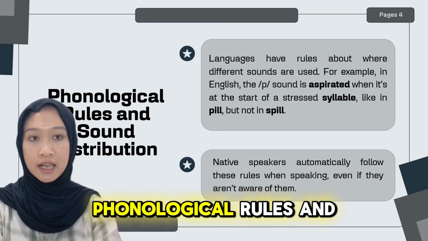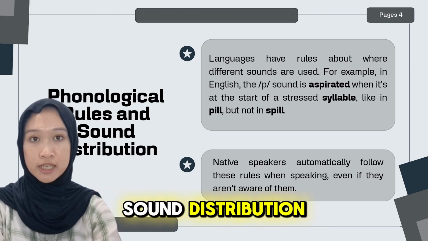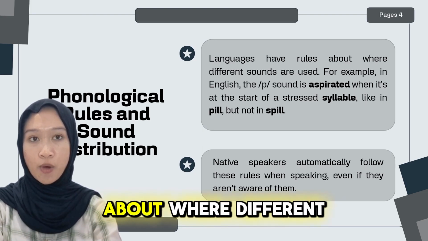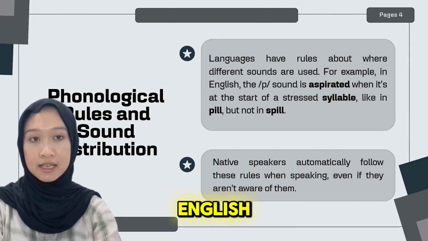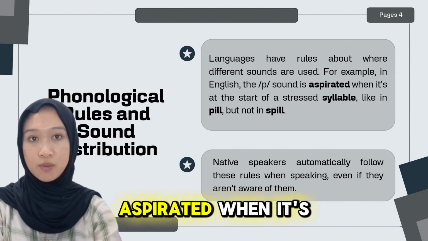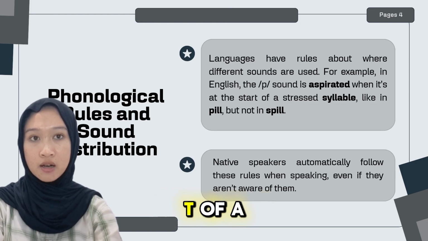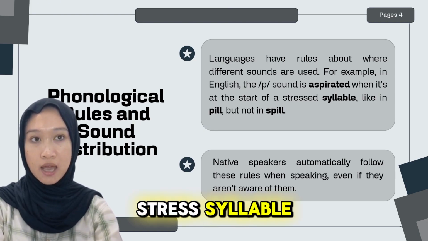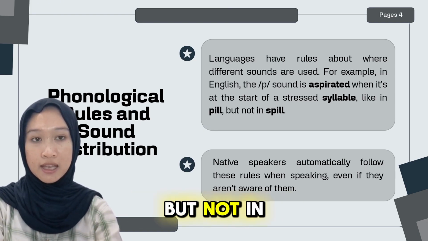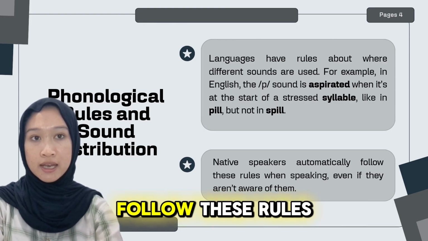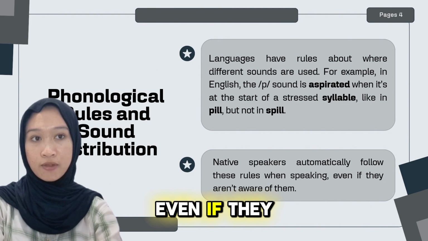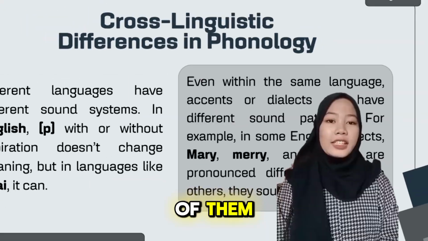3. Phonological rules and sound distribution. Languages have rules about where different sounds are used. For example, in English, the p sound is aspirated when it's at the start of a stressed syllable, like in pill but not in spill. Native speakers automatically follow these rules when speaking even if they aren't aware of them.